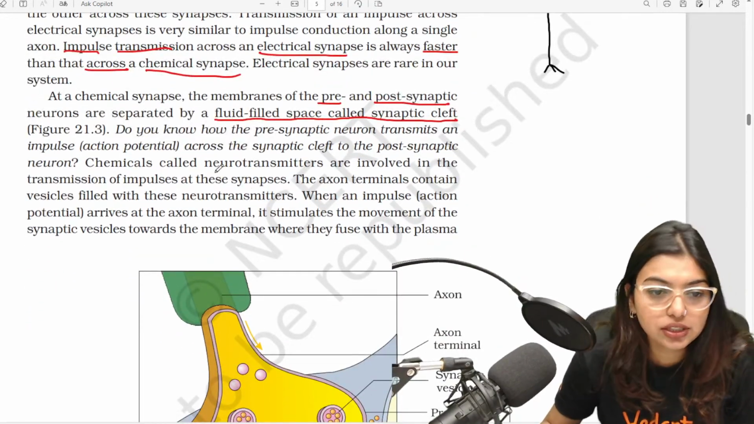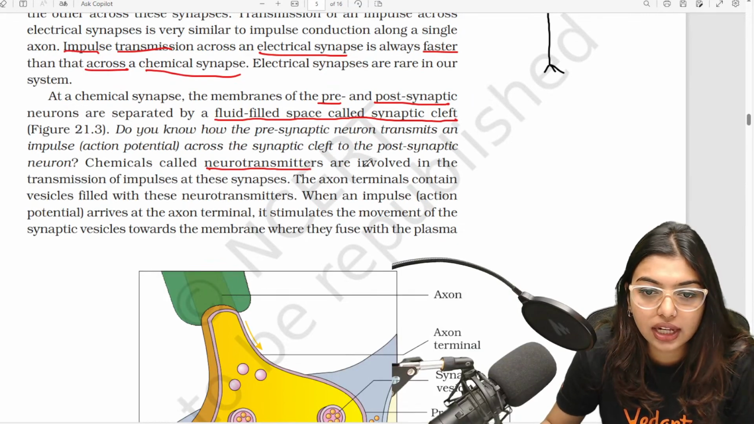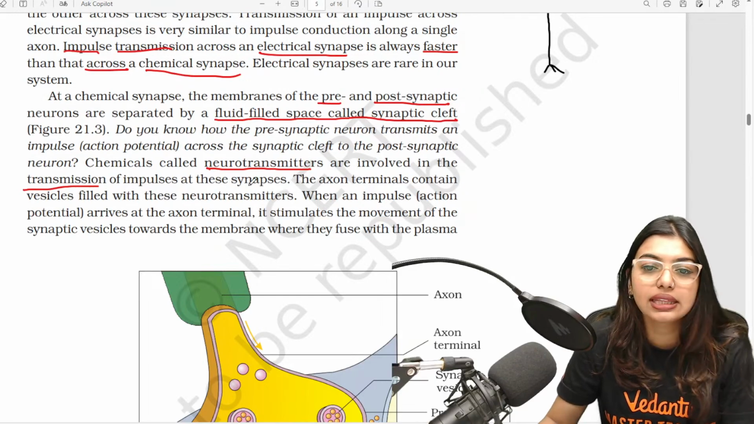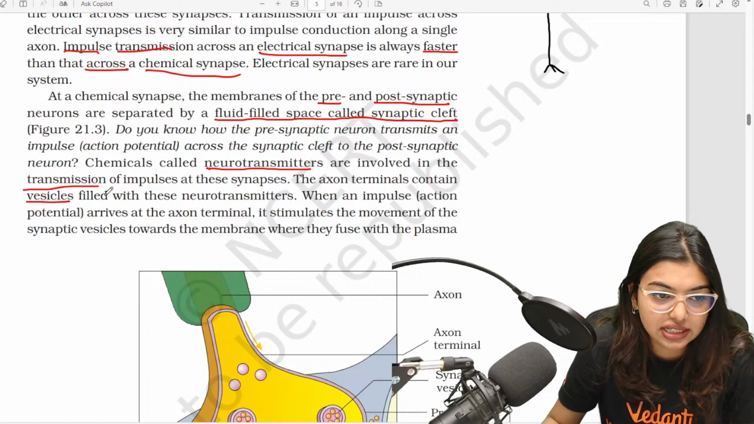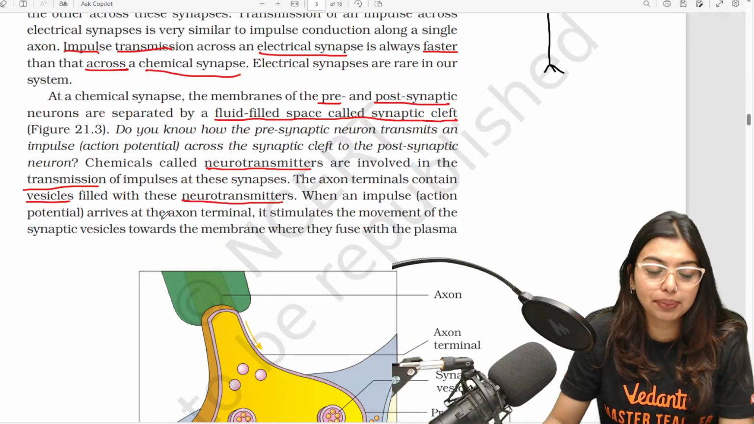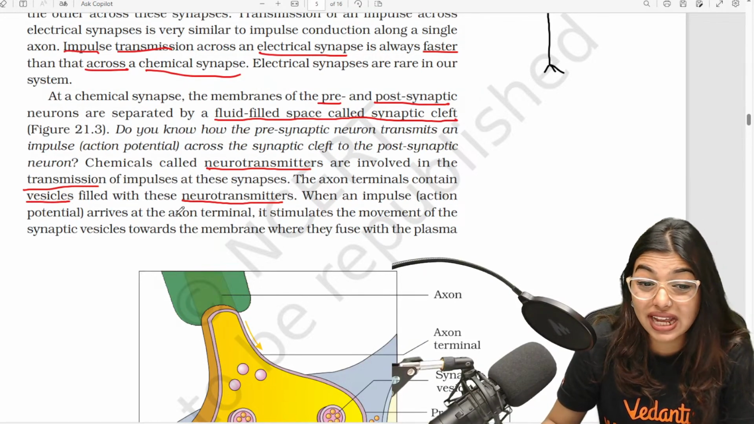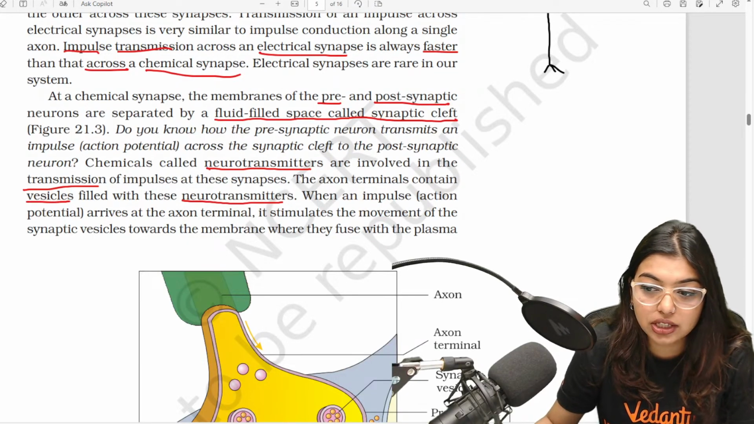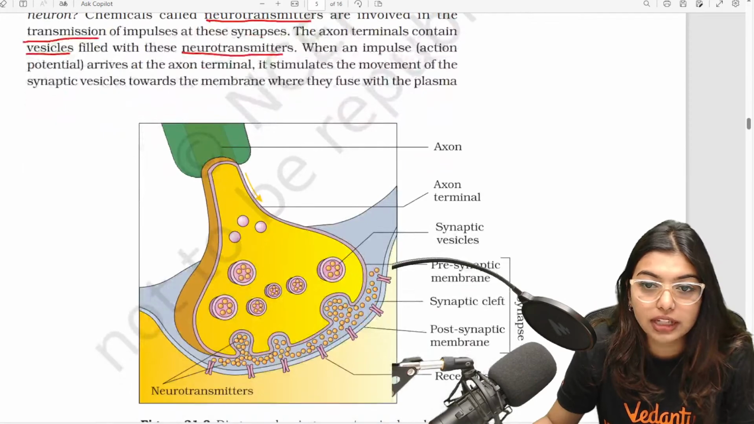See, chemicals called neurotransmitters are involved in the transmission of impulses at the synapse. The axon terminal contains vesicles filled with these neurotransmitters. When an impulse or an action potential arrives at the axon terminal, it stimulates the movement of synaptic vesicles towards the membrane where they fuse with the plasma membrane.